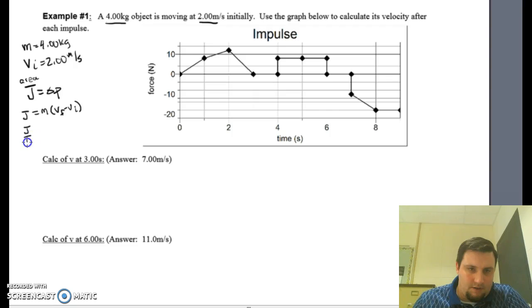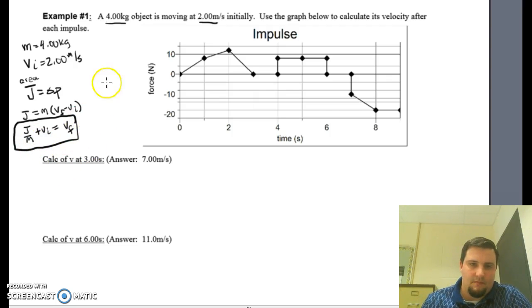Divide by mass on each side. We're solving for final velocity here. Add initial velocity and that'll give us final velocity. So this is the equation now we will be using to solve this problem. So let's go ahead and find the area of each of these sections here. So I'll pause the video and I'll go ahead and find the areas.